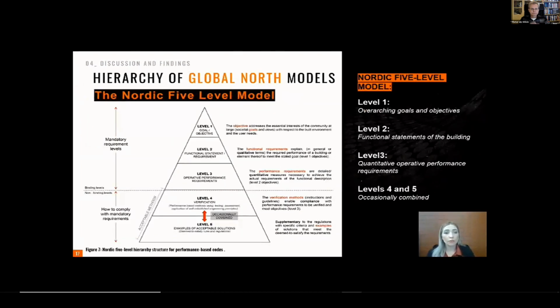The second Global North model that we looked at is the Nordic 5-level model. This is a widely adopted method used to organize the various headings, subheadings, and themes of building energy codes. The Nordic model is initially used as a 5-level pyramid, with levels 1 to 5 indicating the overarching goals, objectives, functional statements, and so forth, whereby levels 4 and 5 are usually combined into one level. The results of this dynamic comparison highlight the similarities and indicate how we can use the Global North model successfully in the Global South.